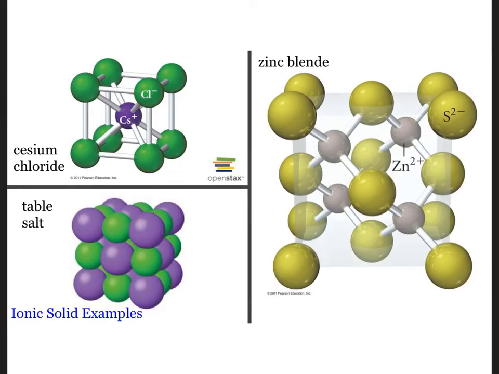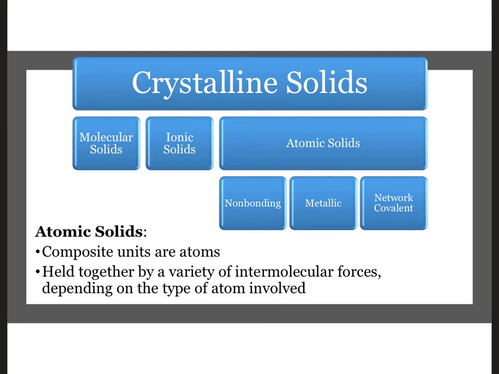Think, for example, of table salt, or sodium chloride, which has a melting point of 801 degrees Celsius. Zinc blende melts at 1,185 degrees Celsius, while cesium chloride melts at 645 degrees Celsius. These high melting points reflect the large amounts of energy needed to break bonds, a topic we will cover later in Chapter 10. Our last category of crystalline solids are made up of atoms.